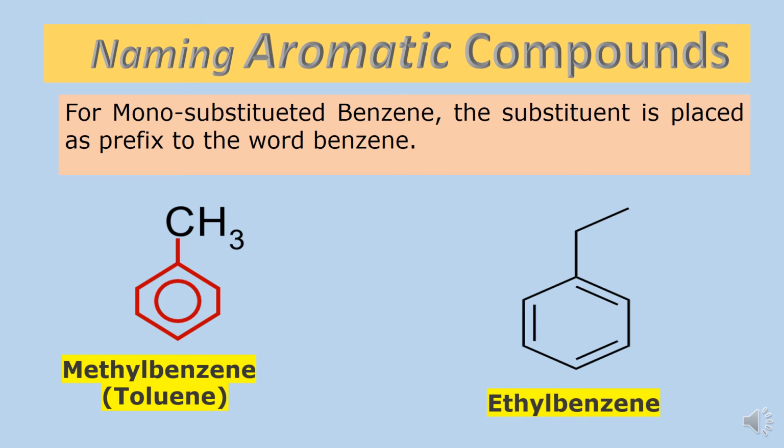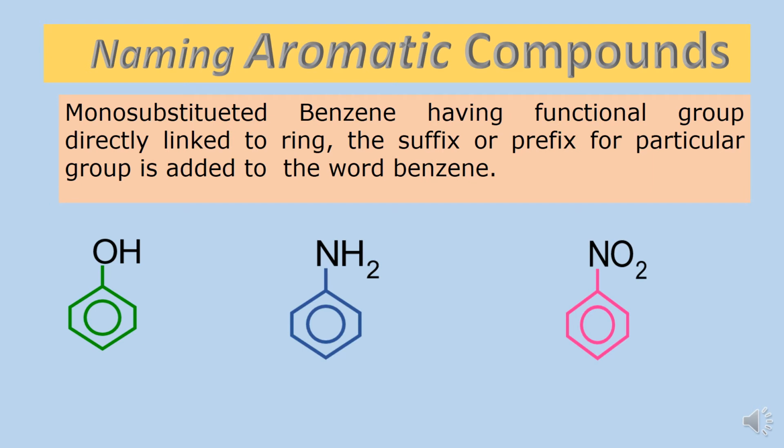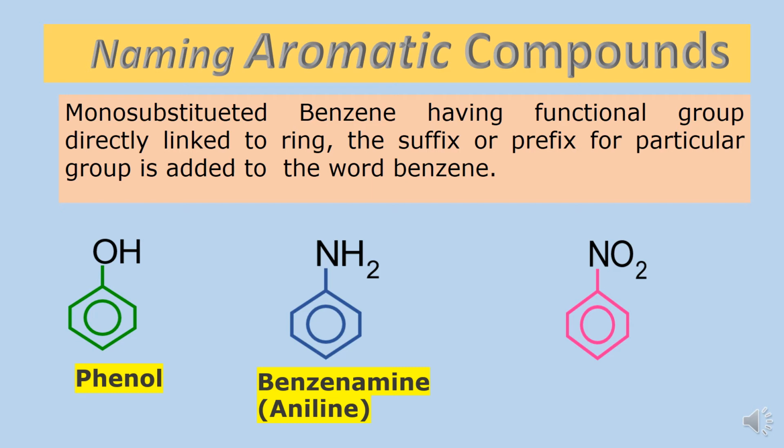Actually, aromatic compounds are very popular with their common names, and IUPAC has recommended those common names as well. For example, the first compound, having a hydroxy group attached to the benzene ring, has the popular name recommended by IUPAC, phenol. In the next compound, one amino group is attached to the benzene ring. The IUPAC name is benzenamine, but the popular name recommended by IUPAC as well is aniline. Next is nitrobenzene.